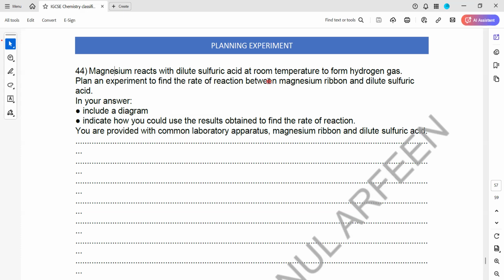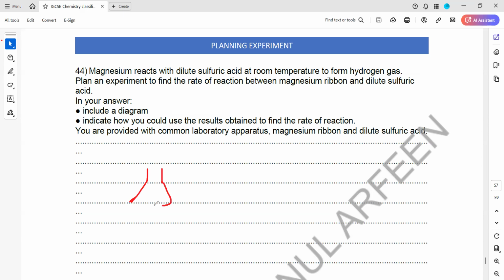In your answer, include a diagram and indicate how you could use the results to obtain the rate of the reaction. You are provided with common lab apparatus, a magnesium ribbon, and dilute sulfuric acid. First, what apparatus? We know hydrogen gas is given off, and whenever a gas is given off we can measure the volume of the gas, or we can measure the change in mass as we allow the gas to escape.